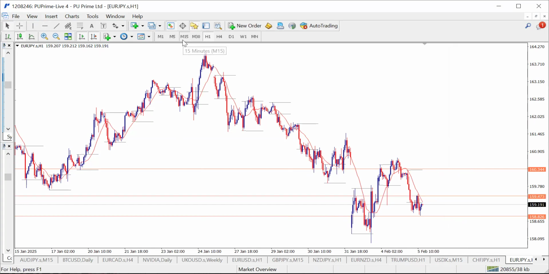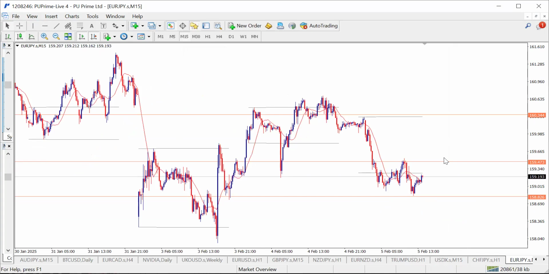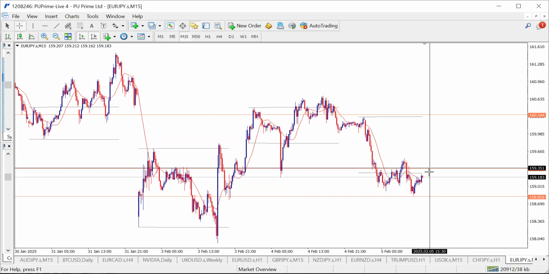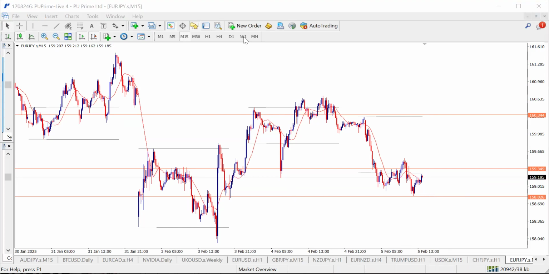So let's go to the 15 minutes time frame. Let me drop it down a little bit. Okay, dropping it down here. So let's buy stop EURJPY.